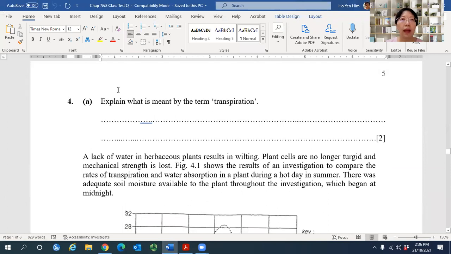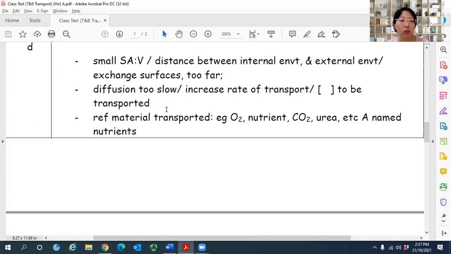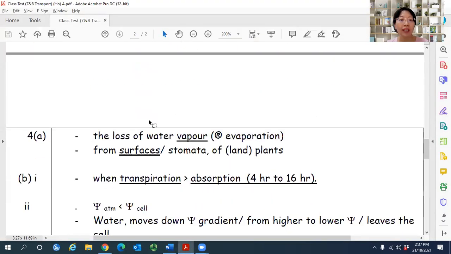Question 4. Explain what is meant by the term transpiration, 2 marks. So this is a definition, so just straight away, the definition will do. Transpiration is the loss of water vapor. If you don't have vapor, no mark. Okay, loss of water vapor from the surface of plants.